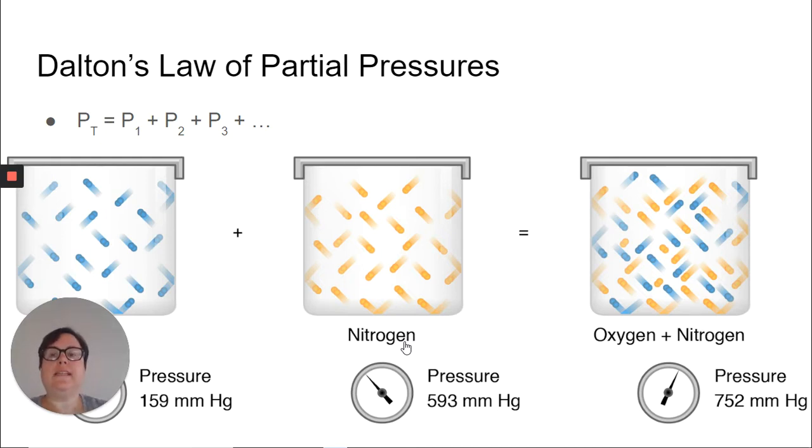So for example, in this picture, we have oxygen gas on the far left that has a pressure of 159. And then we also have nitrogen gas in the middle at a pressure of 593. So when those two gases are put into the same container, they would have a total pressure of 752, because oxygen plus nitrogen's pressure gives you 752. So it's a sum, the sum of the partial pressures equals the total pressure.